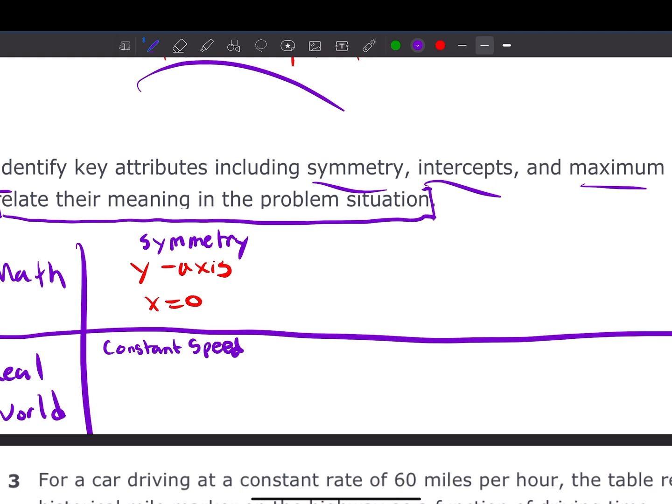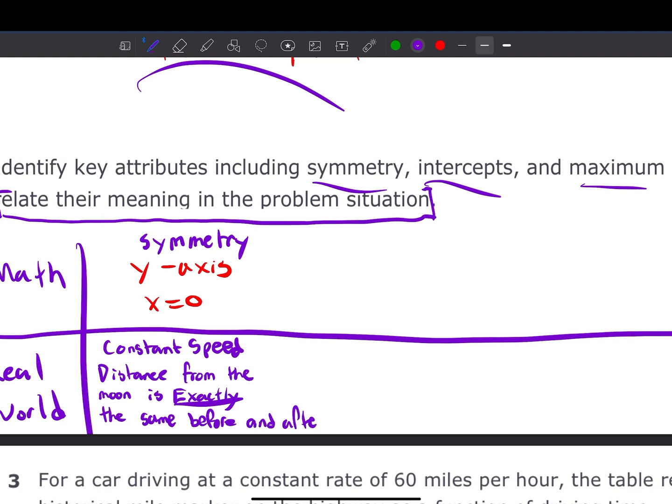The distance from the moon is exactly the same before and after Houston. And that's a very important fact. You should tell someone that that is what you're observing.